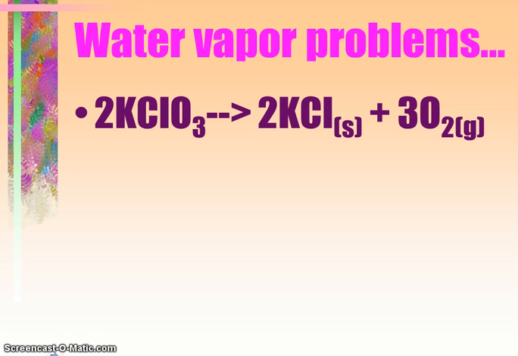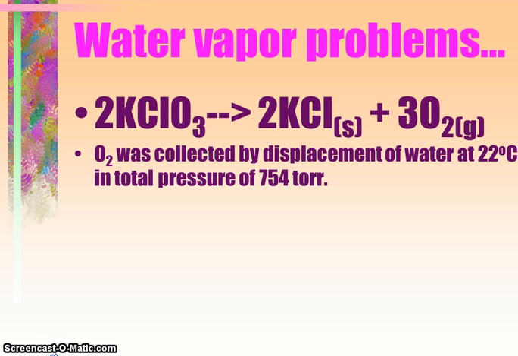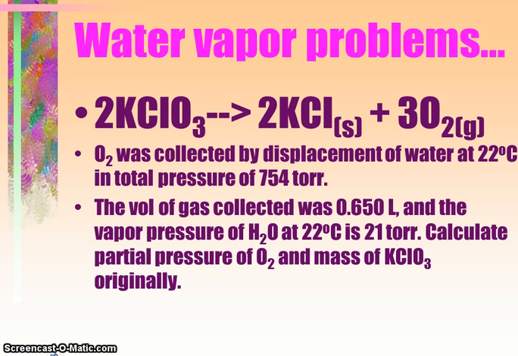We're going to take potassium chlorate, heat it up, and decompose it into potassium chloride and oxygen gas. And we're told that the oxygen gas was collected by displacement of water at 22 degrees Celsius for a total pressure of 754 torr. And when it says total pressure, that means that's the pressure exerted by the oxygen gas and the little bit of water vapor that's in that bubble. The volume of gas collected is measured, and it's 0.650 liters.